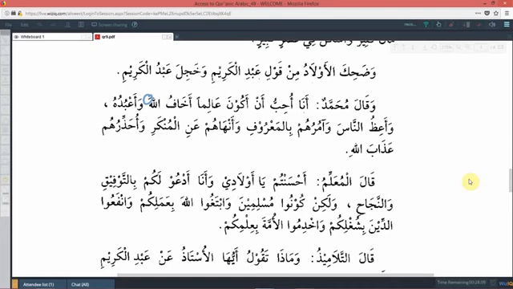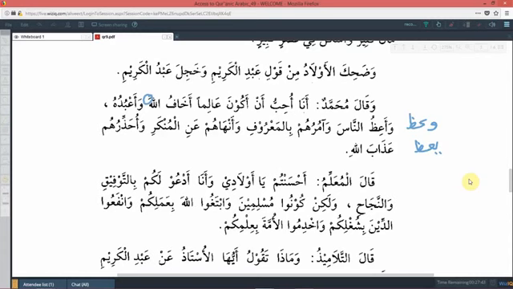Wa a'idhu nasa. A'idha, from wa'adha. Ya'idhu, meaning to give strong emotional speeches, a maw'idha, a speech which incites you to do good, encourages you to do good, and warns you against evil. وَأَعِذُ النَّاسَ, and I will give speeches to the people.